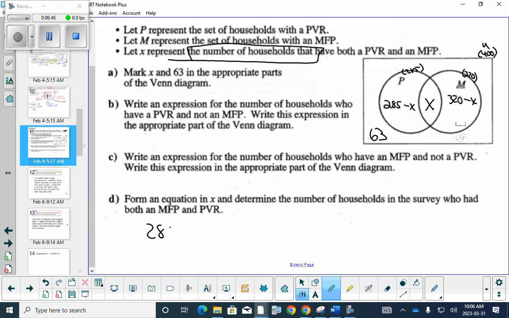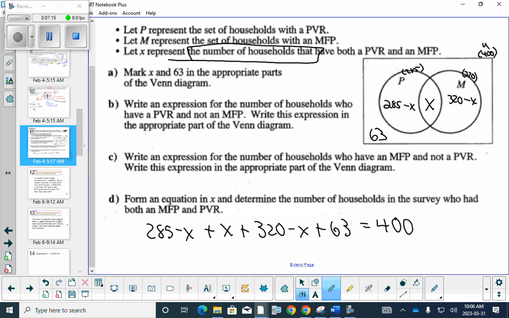So we're going to go 285 minus X plus 320 minus X plus 63 has to give us our universal set or our total. And you are literally right back to grade 8. You're solving for X. The key is you have to start on the inside overlap and then you work your way out subtracting as you go, and then realize that everything has to add to give you the universal.